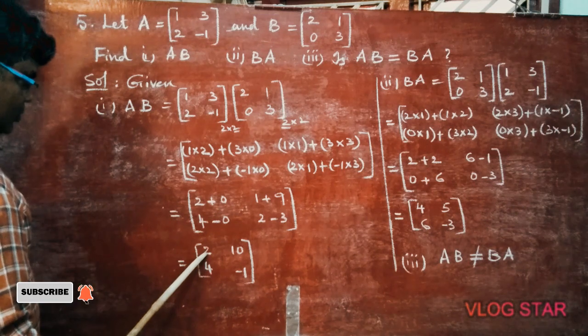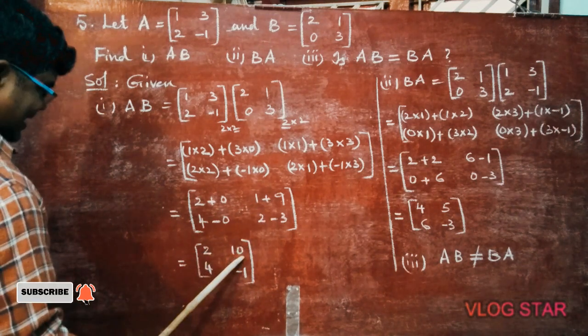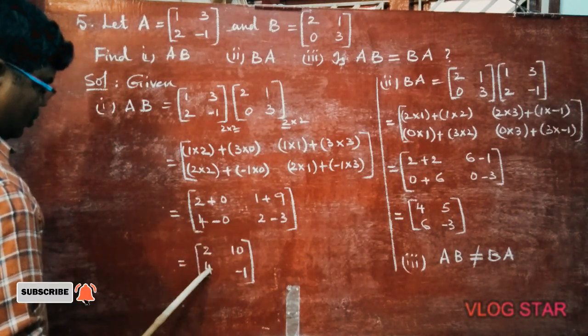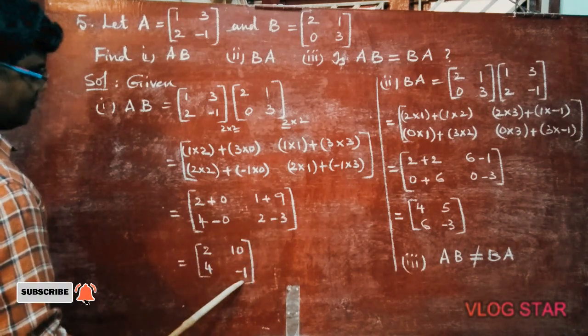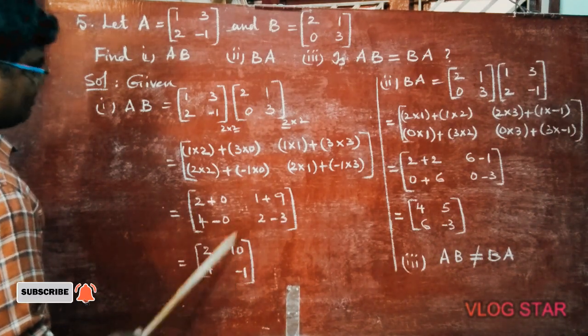2 plus 0 is 2. 1 plus 9 is 10. 4 minus 0 is 4. 2 minus 3 is minus 1. This is the answer of AB.